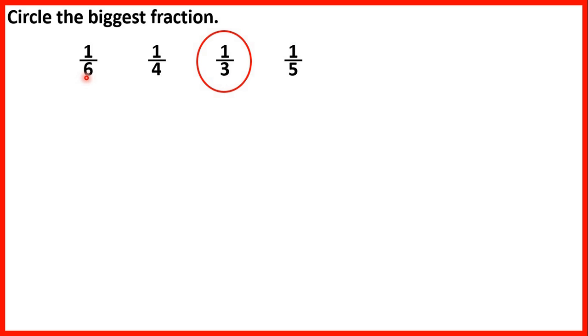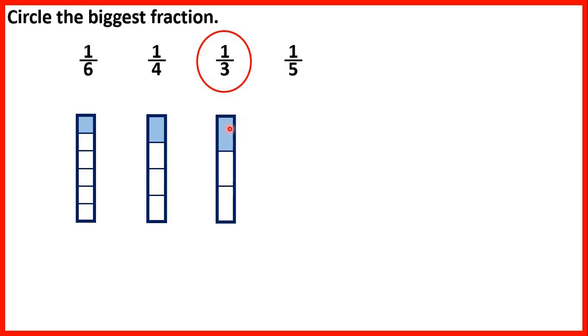And if we show fraction bars for 1/6, 1/4, 1/3, and 1/5, we can see that 1/3 takes up the most space. That's because if the denominator is smaller, then the fraction bar hasn't been split into as many pieces, so each piece is larger, and that's why the smaller the denominator, the larger the fraction, or the larger each piece of the fraction will be.